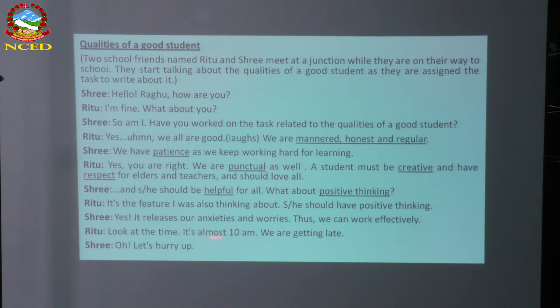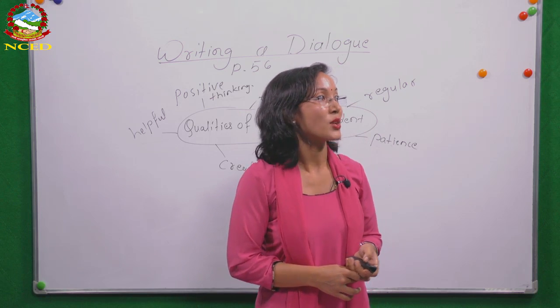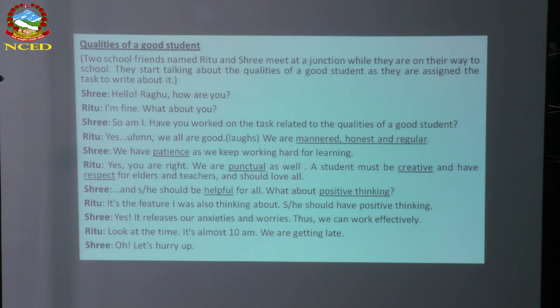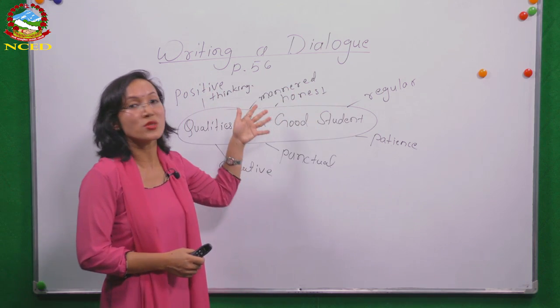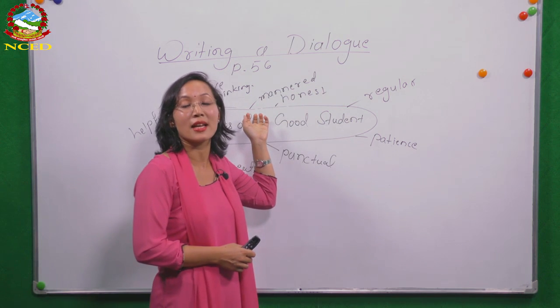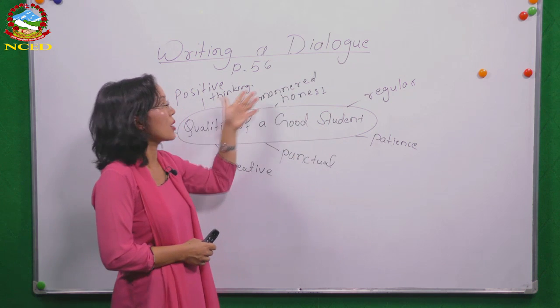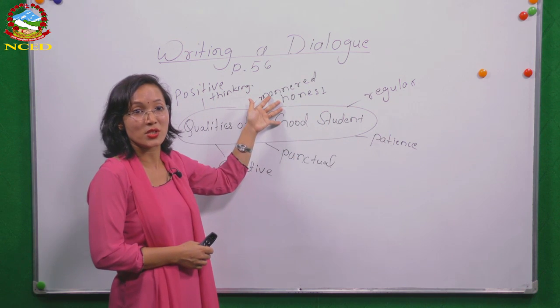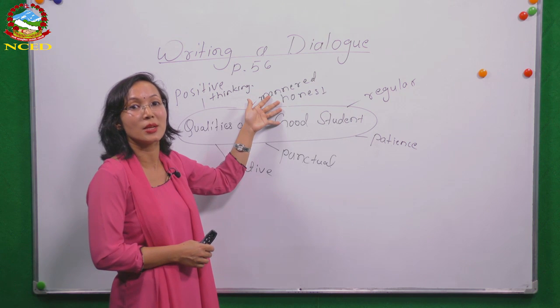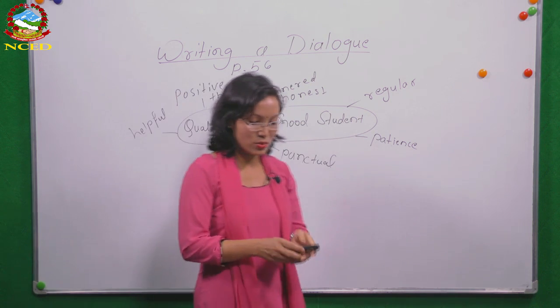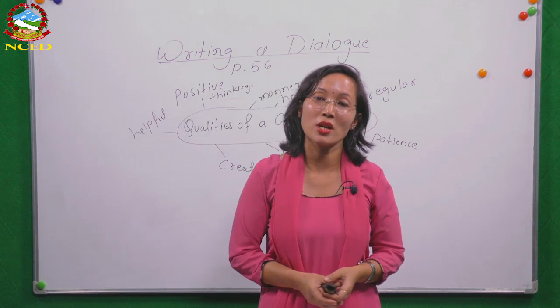So look at the time, it's almost 10. We are getting late. So let's hurry up. Now these are the examples of how we saw the ideas are linked, how these outcomes are linked. If you are asked to write or develop a dialogue, first you need to brainstorm the points about the outcomes so that you could be as fast as possible, and the writing should be of standard quality. Is that clear? I hope students you learned how to write a dialogue.